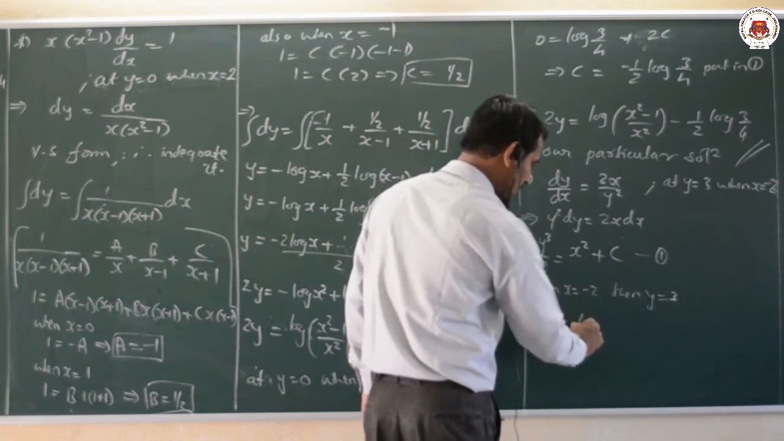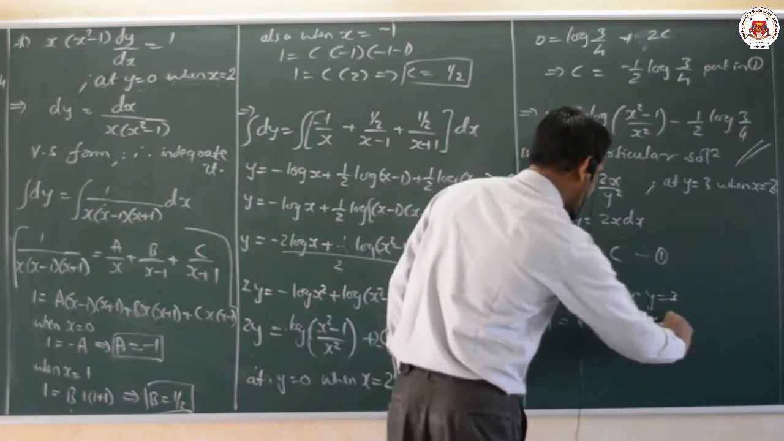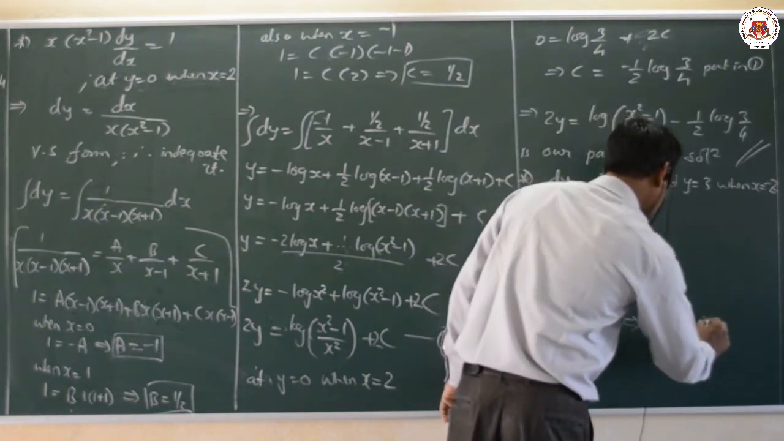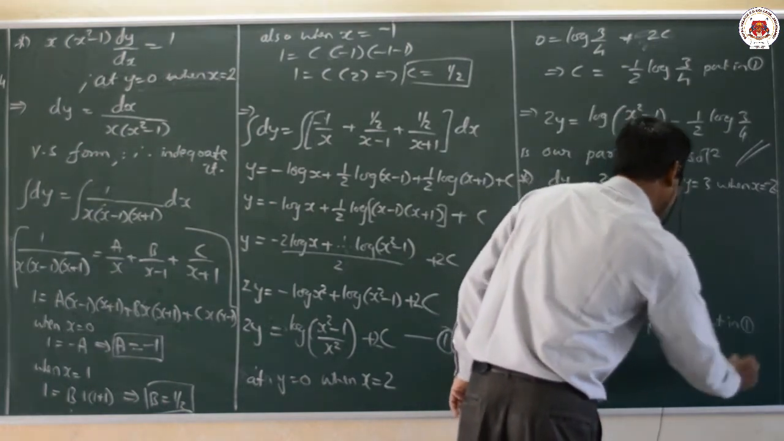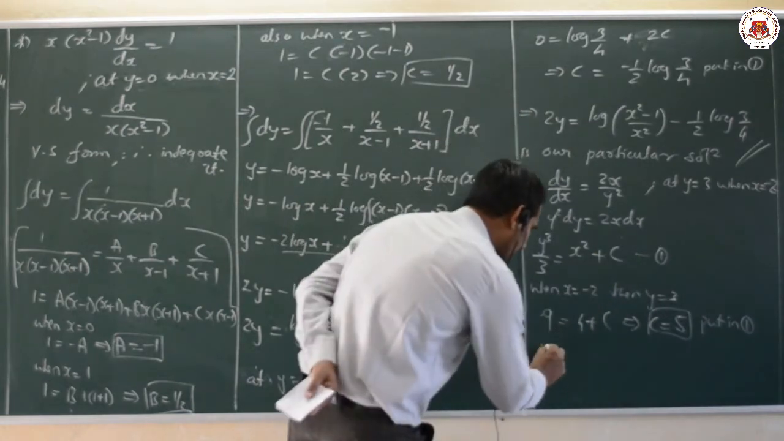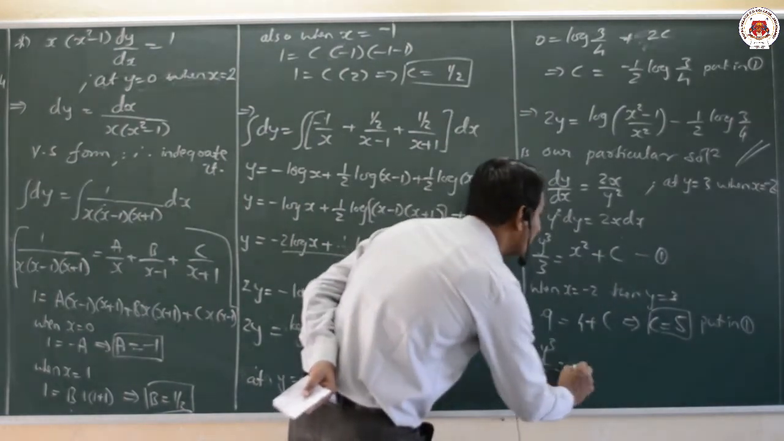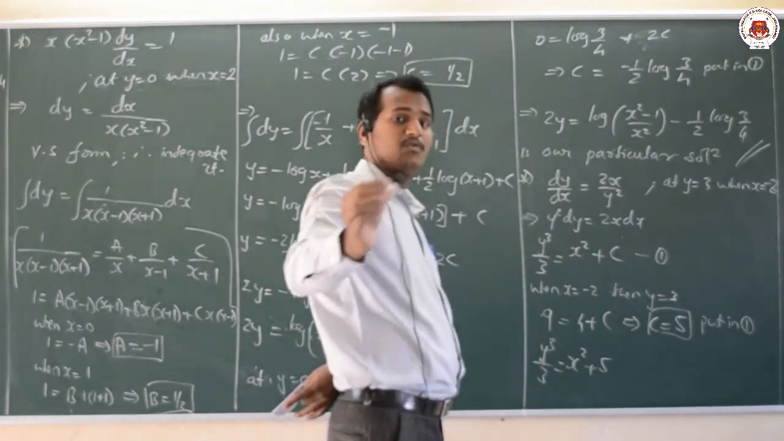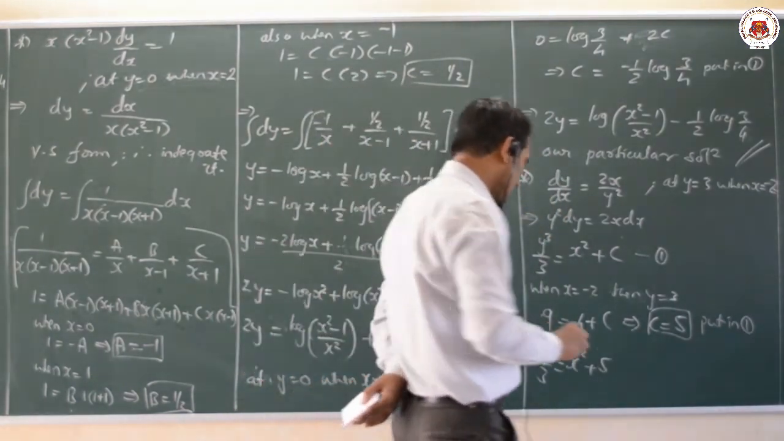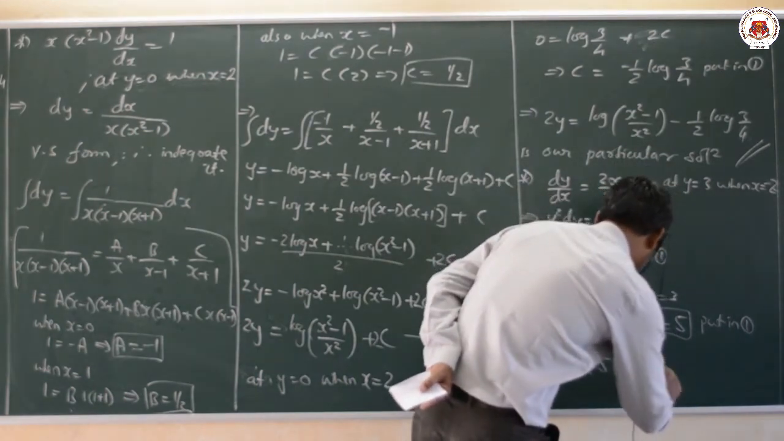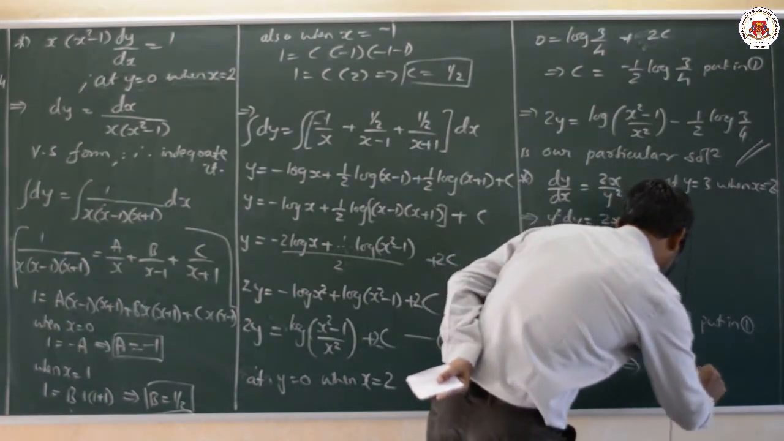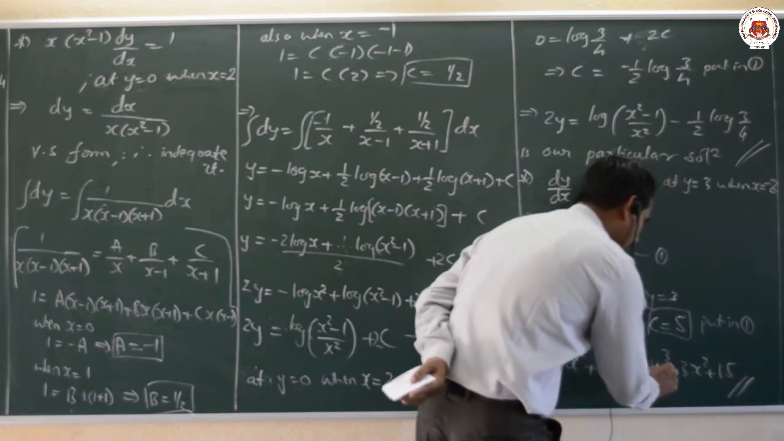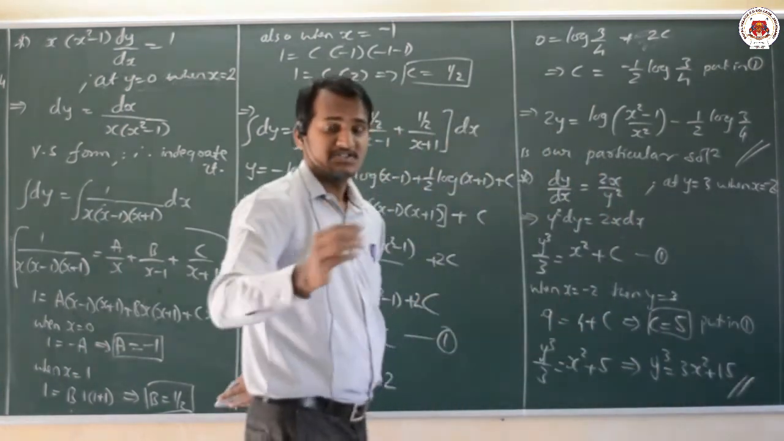Here, minus 2 means 4 plus c, that implies c is equal to 9 minus 4, that is nothing but 5. Put it in 1. If I put it in 1, what we get here: y cube by 3 equal to x square plus 5, that is nothing but our required very simple and easy result. Or else I can write it as y cube is equal to 3x square plus 15, that is nothing but our required, dear students, particular solution.